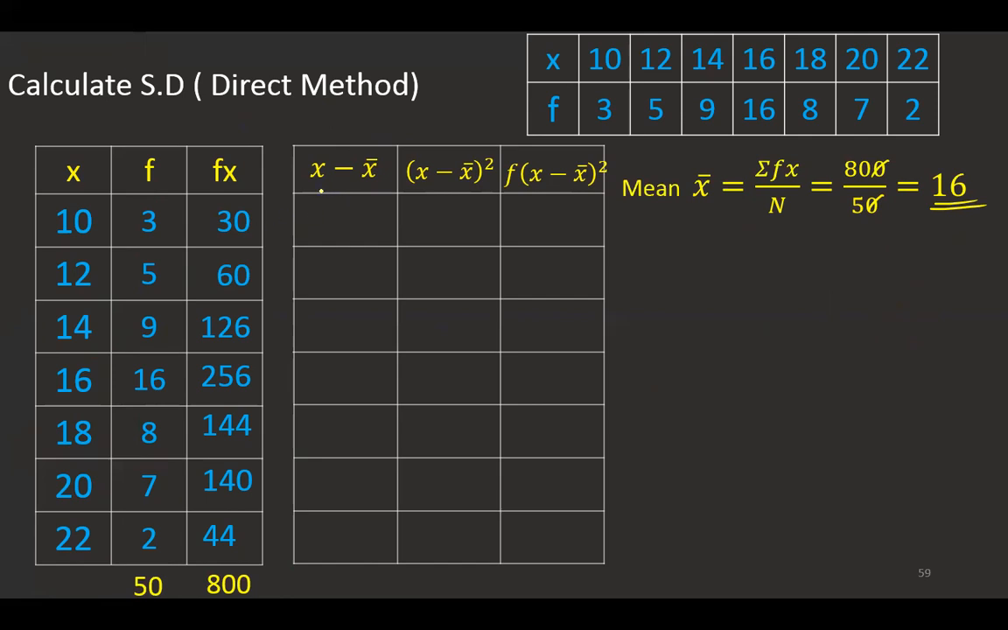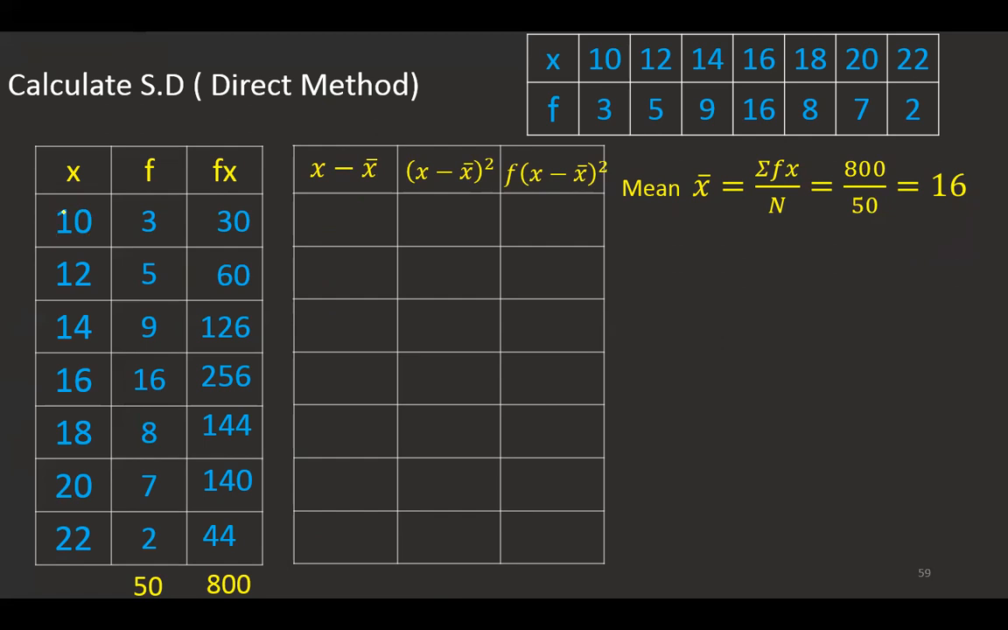So I am going to calculate x minus x bar here. So what is my x here? X is 10 and x bar is 16. So it should be 10 minus 16. Here it should be 12 minus 16. Here it should be 14 minus 16, etc. Okay, so now 16 minus 16, then 18 minus 16, then 20 minus 16, then 22 minus 16. That's what I'm going to calculate now.